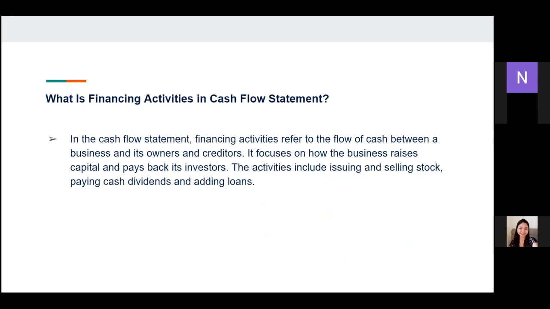So, I will discuss the cash flow from financing activities. First, before that, what is finance? Anyone? Whatever comes to mind when we hear the word finance, you can chat it in the chat box or unmute.